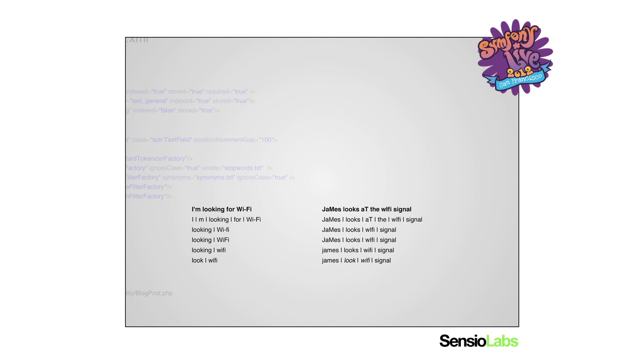If I index another thing completely different, James looks at the Wi-Fi signal. Same thing, tokenize. Sorry, stop words, synonyms, in this case nothing, then lowercase, and then the stemmer. And we see that in two different contents, we can find some similar token. So look and Wi-Fi in this case.